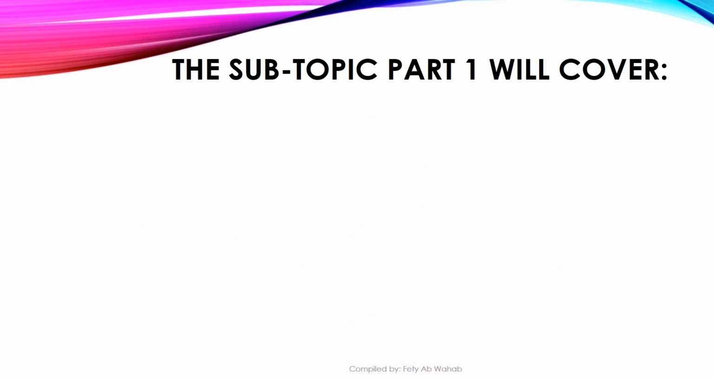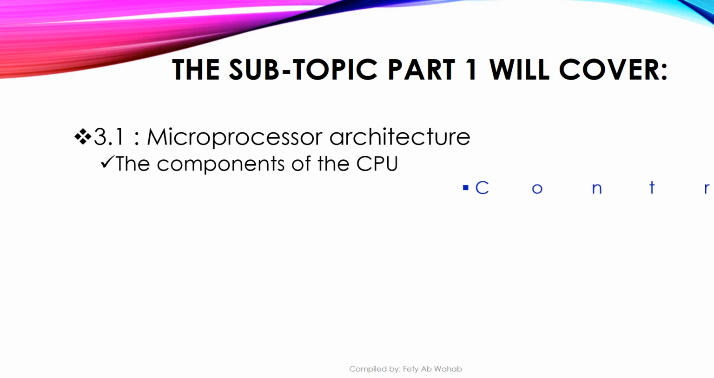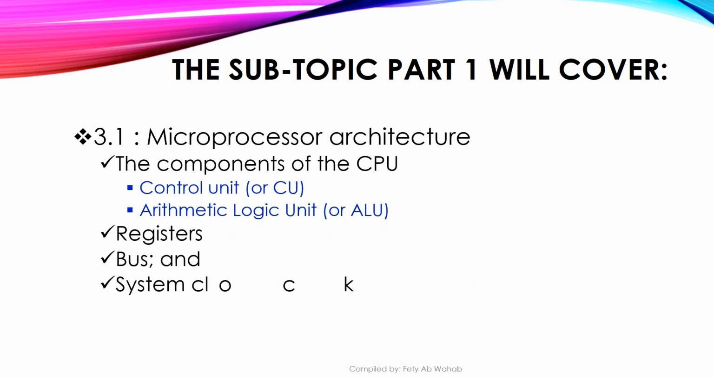The subtopic Part 1 will cover 3.1 Microprocessor Architecture. The components of the CPU: Control Unit, or CU. Arithmetic Logic Unit, or ALU. Registers. Bus, and System Clock.